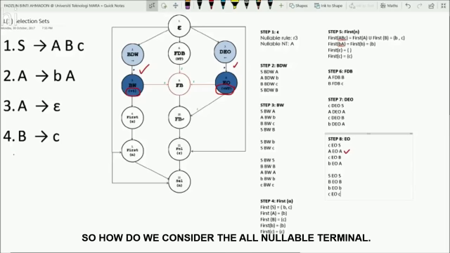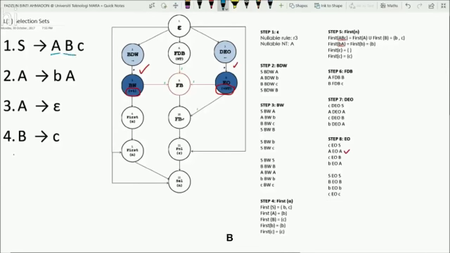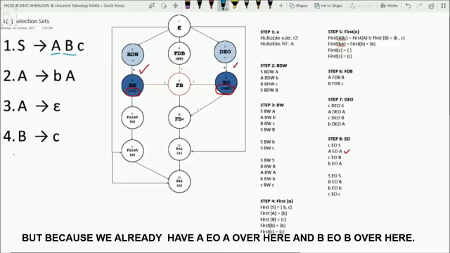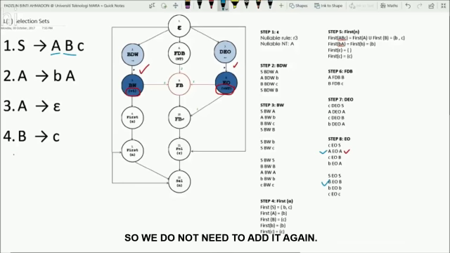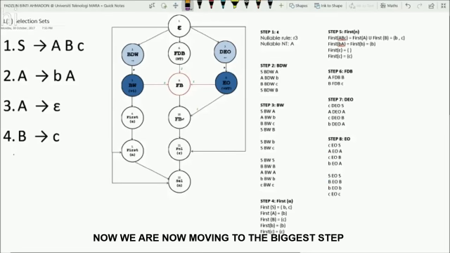So how do we consider all nullable non-terminals? Sorry, not nullable non-terminal, all non-terminals. So where are all of our non-terminals? A, B. But because we already have A, E, O, A over here and B, E, O, B over here, we do not need to add them again. Okay, so we are done from step 1 up until step 9. Now we are moving to the biggest step.